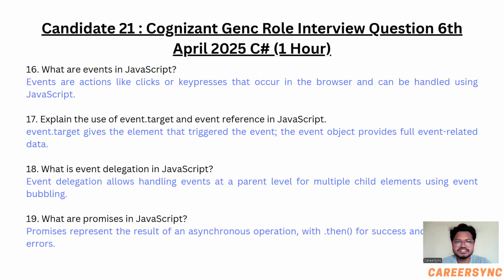Now, what are events in JavaScript? Events are actions like clicks or key presses that occur in a browser and can be handled using JavaScript. Explain the use of event.target and event reference in JavaScript. Event.target gives the element that triggers the event. The event object provides full event-related data.